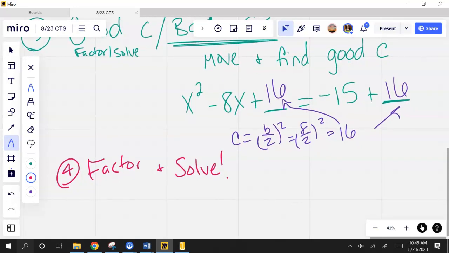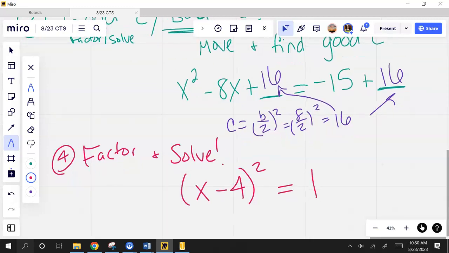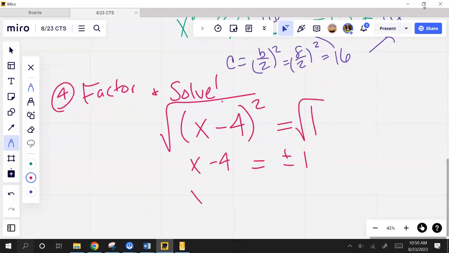That's it. So how do you factor? Factor the left side there. x minus 4 squared equals 1. So now I'm going to do the square root whenever I solve. What's the square root of 1? Plus or minus 1. And now what? Add 4.